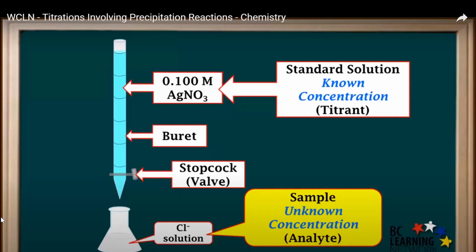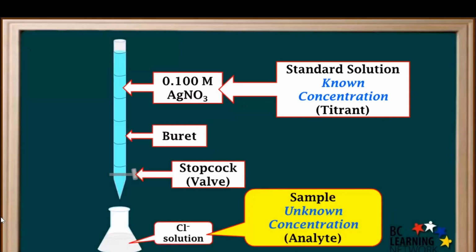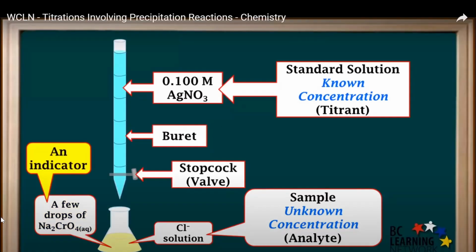Because this solution is being analyzed to find out the concentration of chloride ions in it. In this titration, a few drops of sodium chromate solution are added to the solution. Why are we using sodium chromate? It's an indicator. Because if you just start dripping silver into chloride, you're going to start getting a white precipitate.